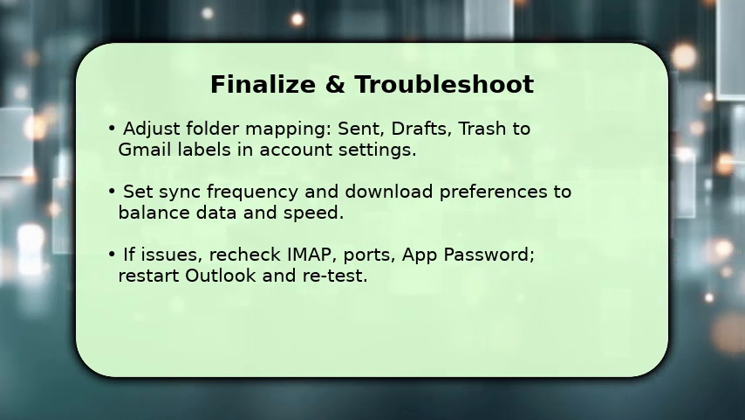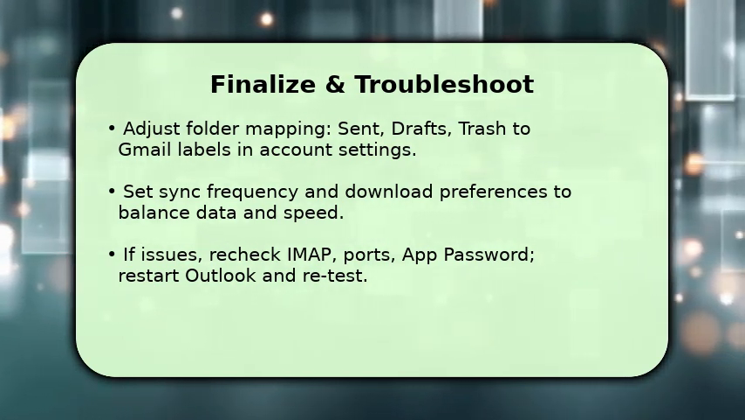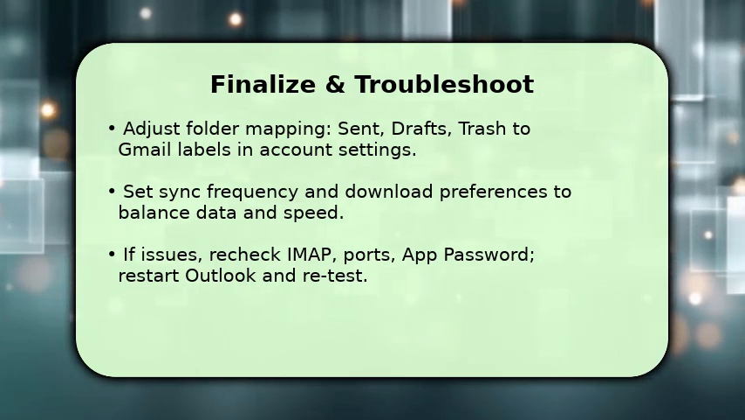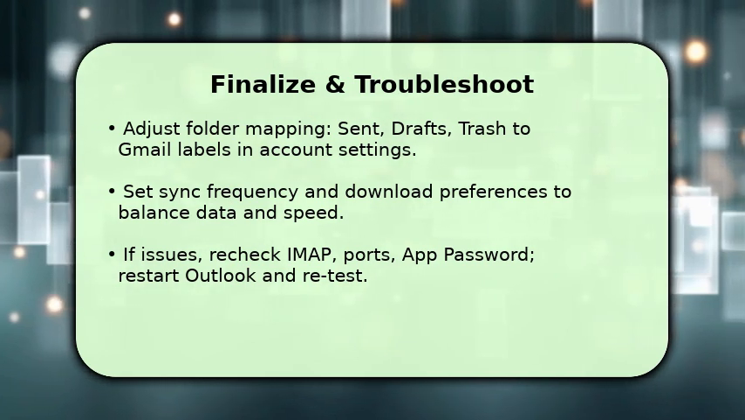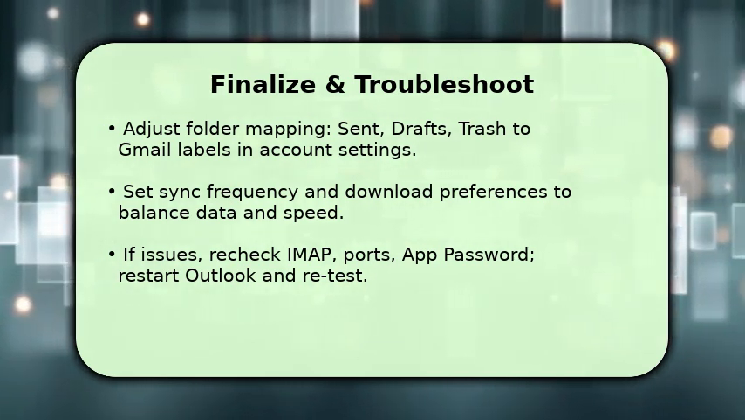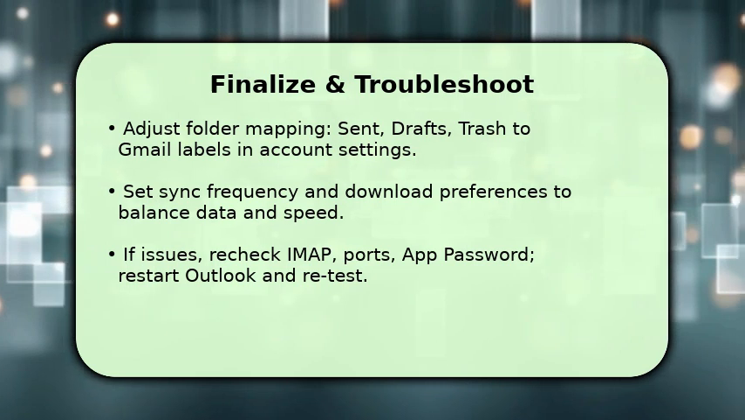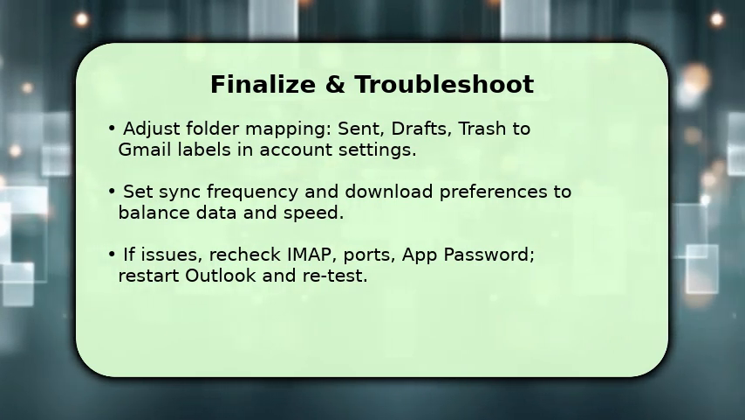Once complete, verify sending, receiving, and searching across folders. If something fails, first recheck IMAP and SMTP ports and whether you used an app password. Then restart Outlook and rerun the connection test. That resolves most lingering auth or sync errors.